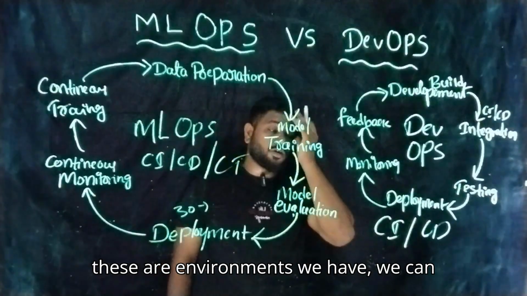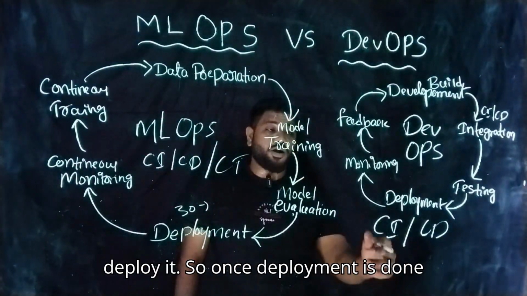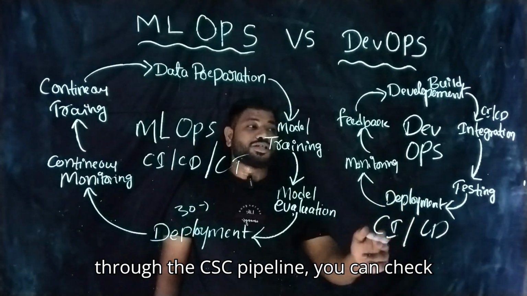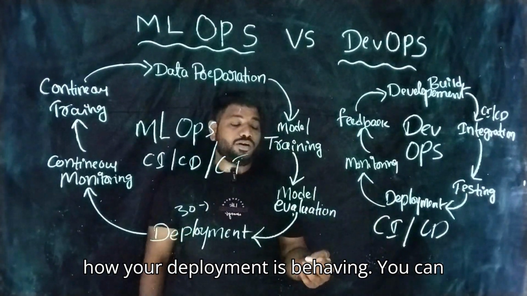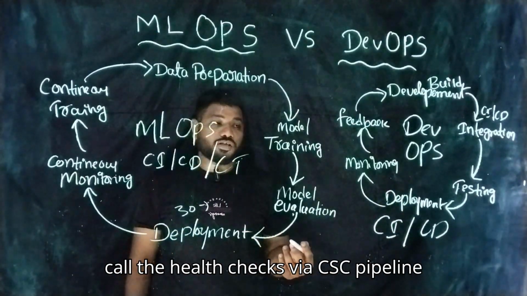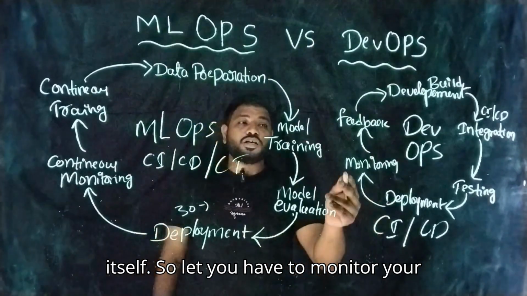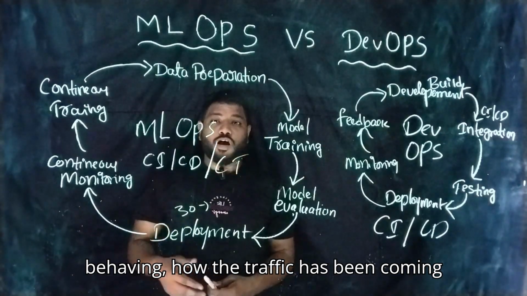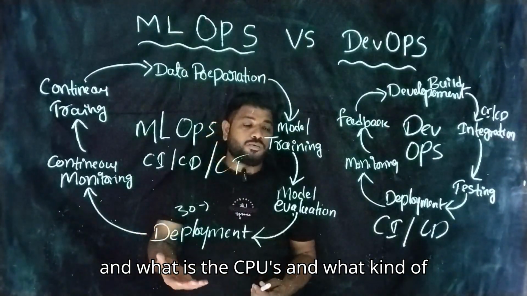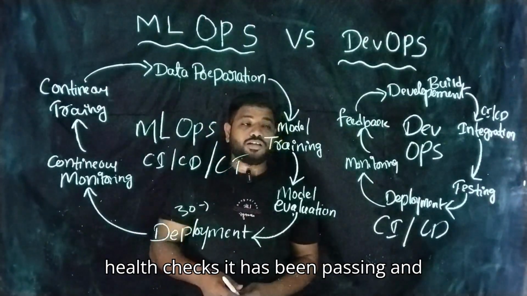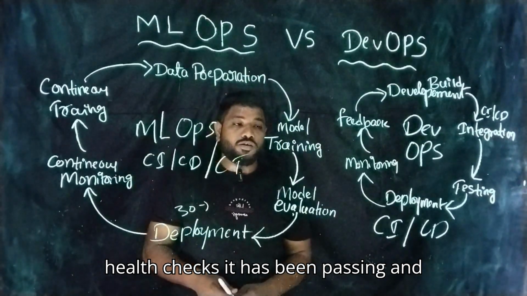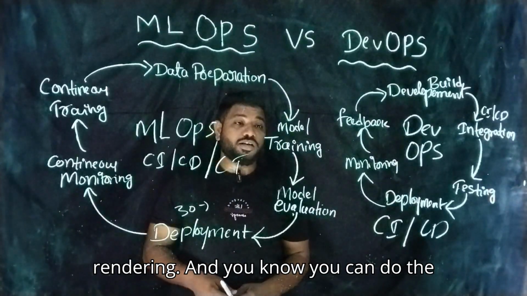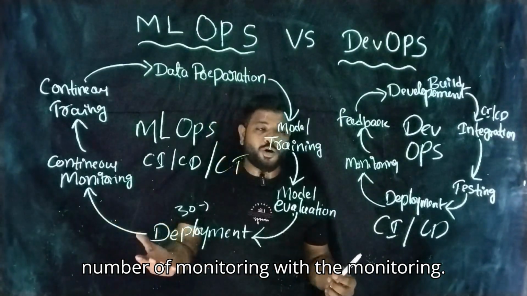So in all the environments we have, we can deploy it. Once deployment is done through the CI/CD pipeline, you can check how your deployment is behaving, or you can call the health checks via the CI/CD pipeline itself. Later you have to monitor your application: how it is behaving, how the traffic has been coming, what the CPU usage is, what kind of health checks it has been passing, and what HTTP methods it has been rendering. You can do a number of things with monitoring.